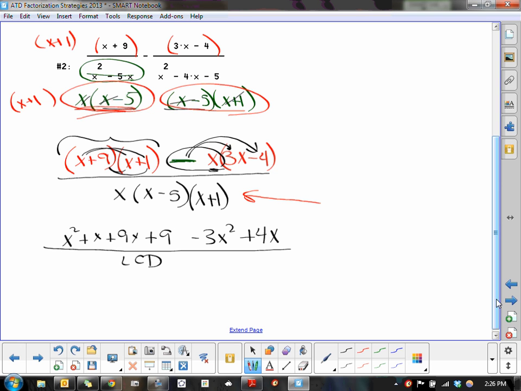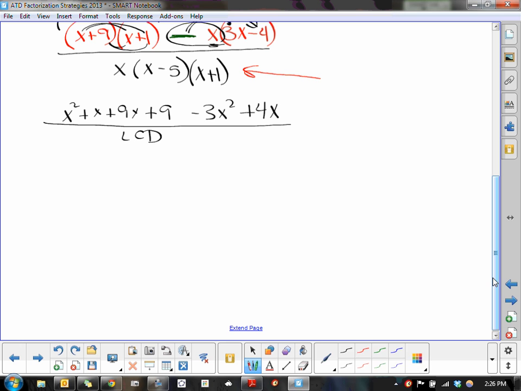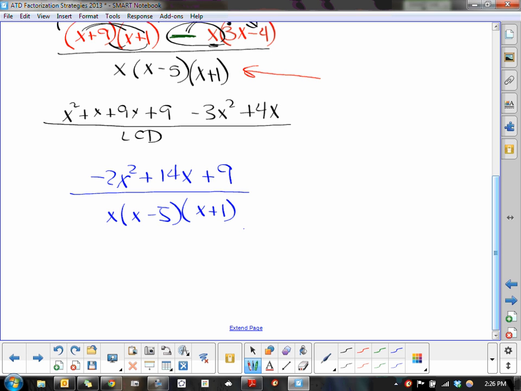So let's go put all our like terms together. Okay, so negative 2x squared plus 14x, if I am hearing you right, plus 9. Done.